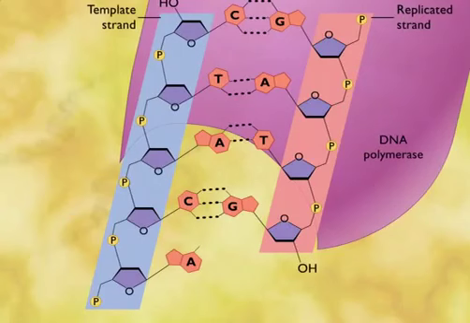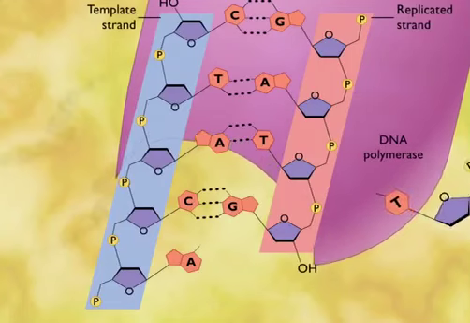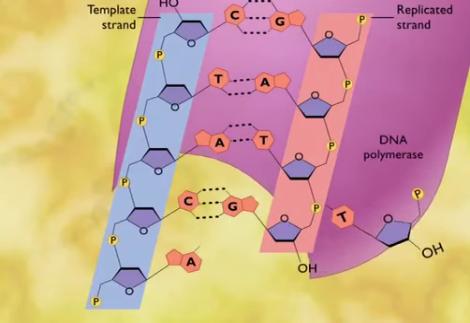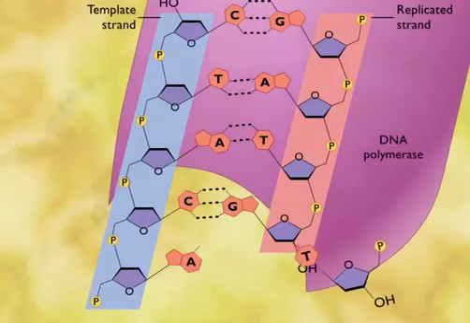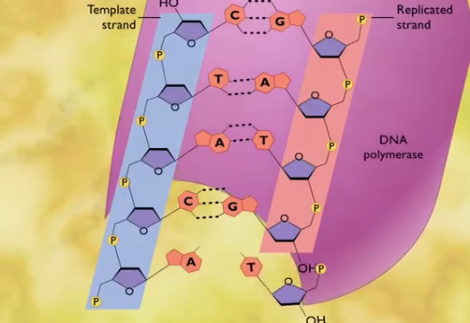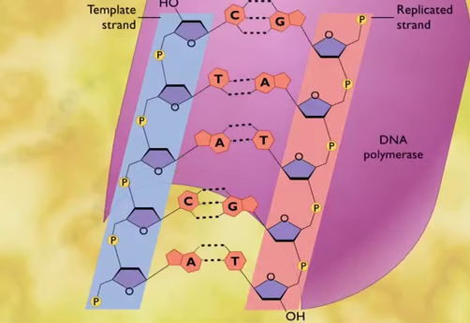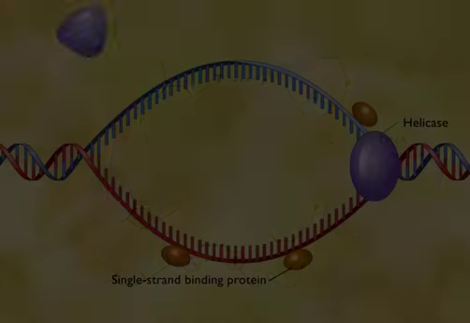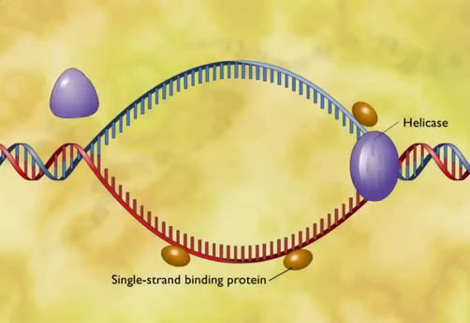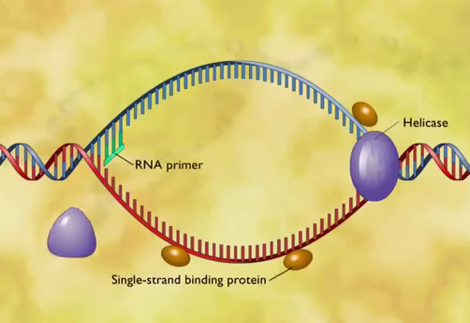The enzyme complex DNA polymerase engages the separated portion of the molecule and initiates the process of replication. DNA polymerase can only add new DNA nucleotides to a pre-existing chain of nucleotides. Therefore, replication begins as an enzyme called primase assembles an RNA primer at the origin of replication site.